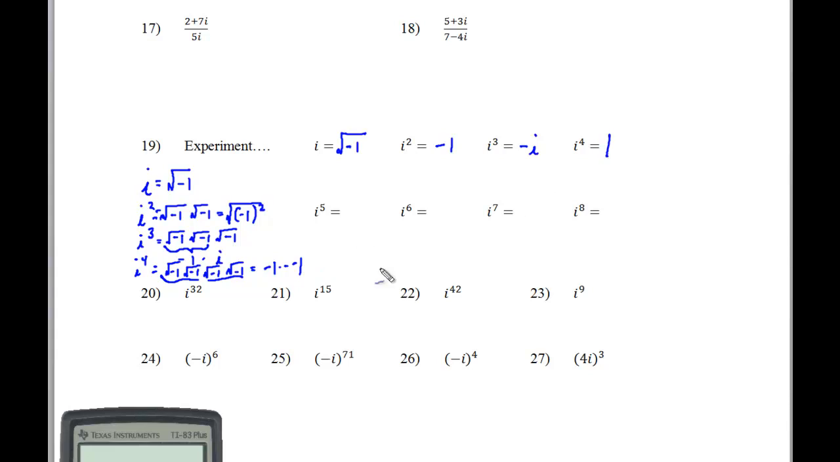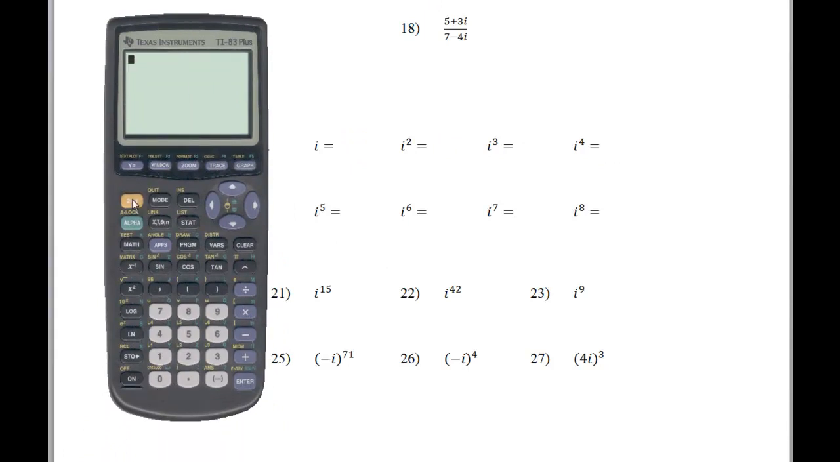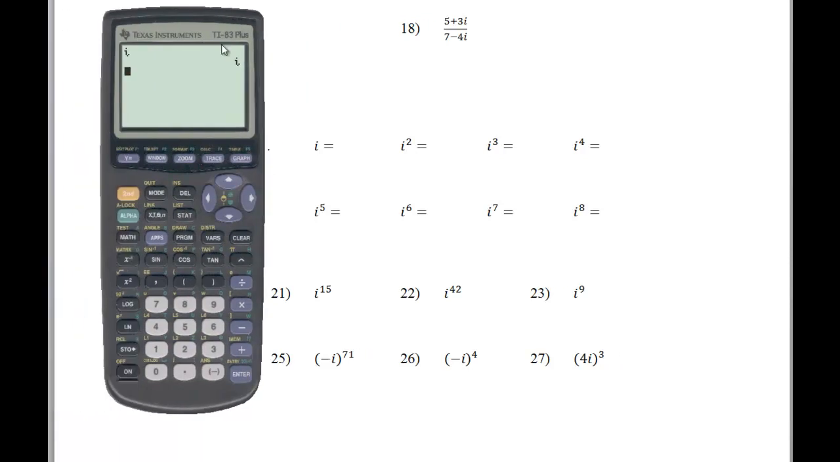One of the cool things is that if you have a graphing calculator, you actually have the ability to make an i. To do so, you go second and then hit the decimal key, and then you have your i. Now, when we go to i squared, you can see that this follows suit with the experimentation that we found. i squared is -1. And if we go to i cubed, the calculator does the work for us and tells us it's -i. And then i to the fourth power is just 1.